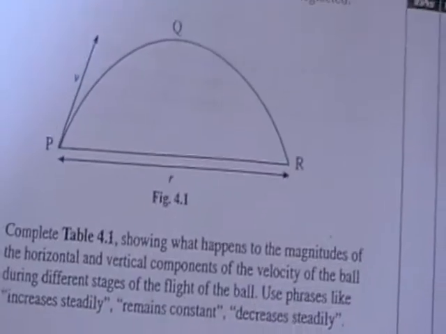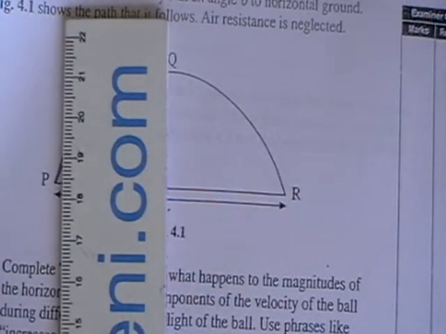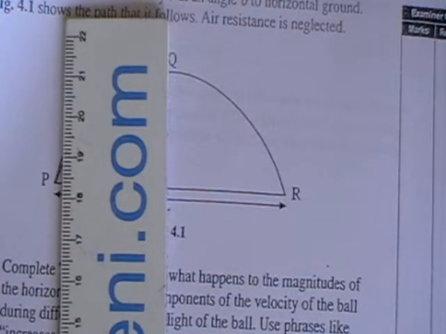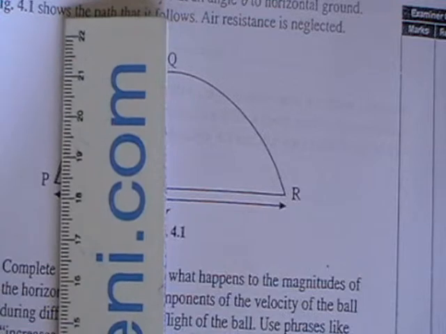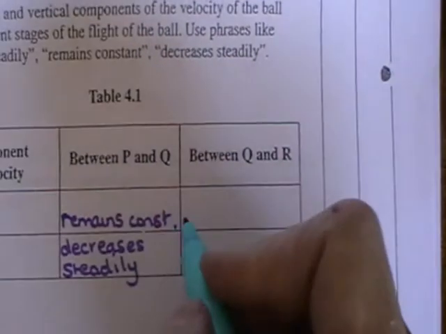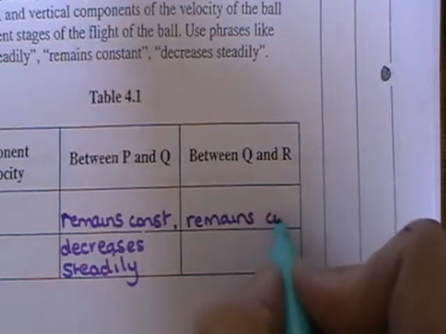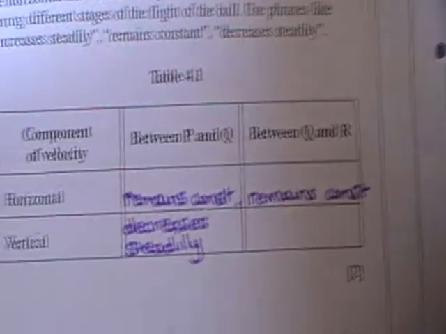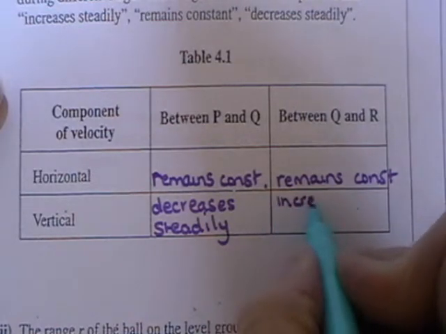And then between Q and R, if we look at that half, you can see that the vertical velocity is going to increase steadily because it's subject to acceleration due to gravity, and that the horizontal velocity is still going to remain the same. So it remains constant. This is the horizontal velocity. And then the vertical velocity increases steadily.